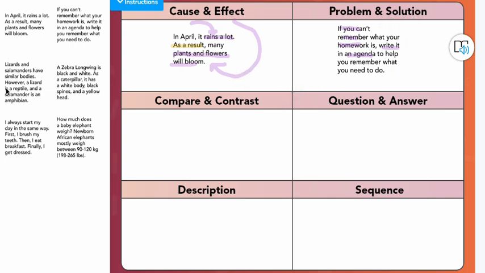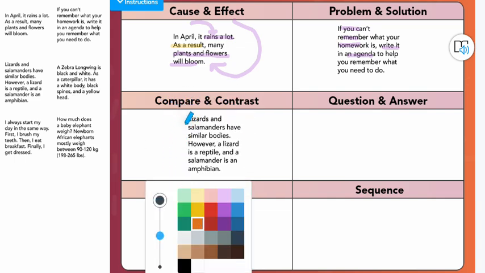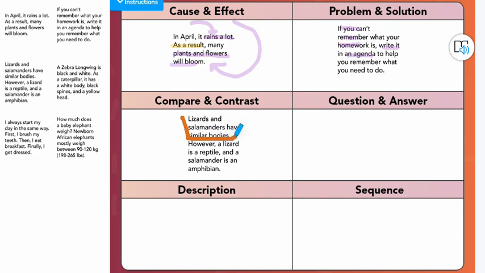Let's take a look at another. Okay, we have lizards and salamanders have smaller bodies. However, a lizard is a reptile and a salamander is an amphibian. Well, it sounds like we're describing some reptiles and amphibians. So I'm looking at how maybe they're similar and different. So we're comparing for similarities. So things that are the same, well, they both have similar bodies. The way that they're different is that the lizard's a reptile and the salamander's an amphibian.